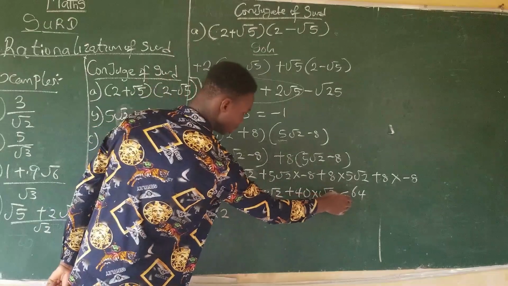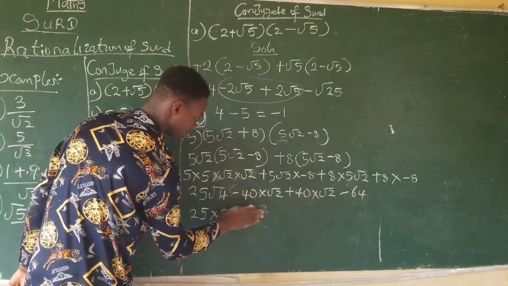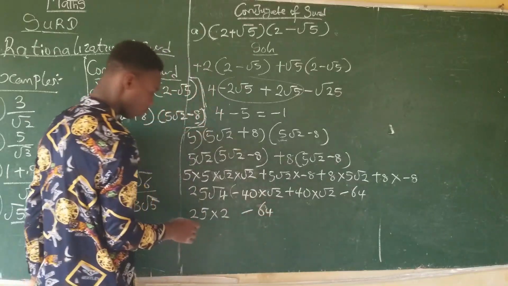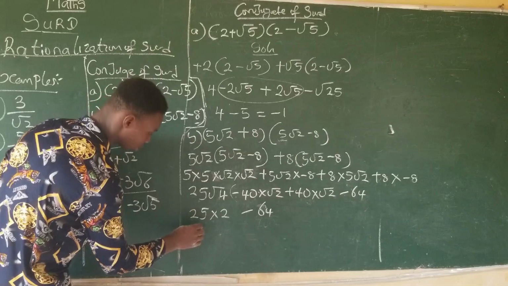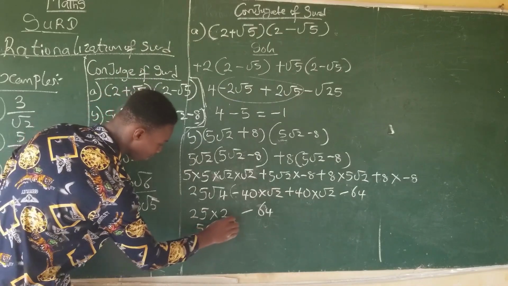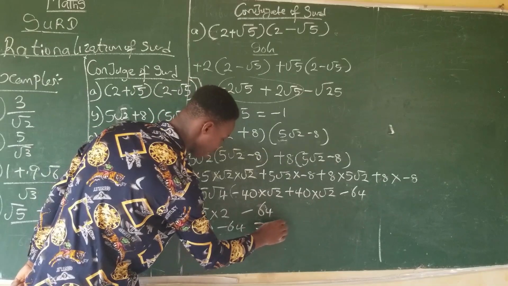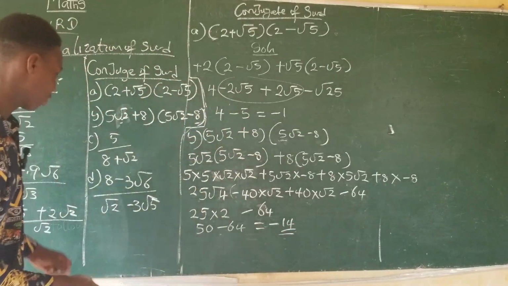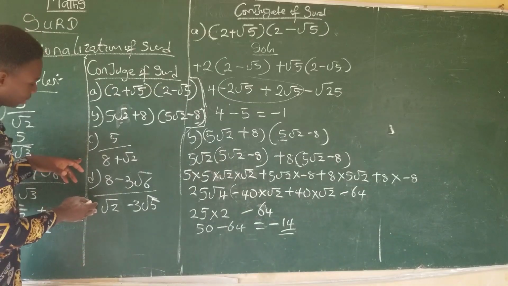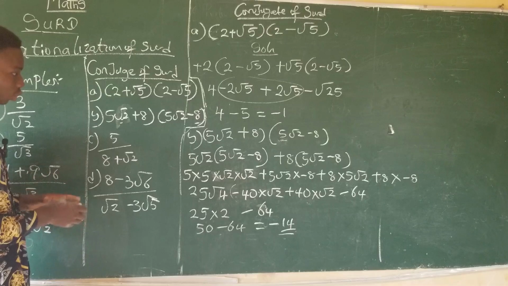So we can bring in what we have here as minus 64. So from what we have here, 25 times 2 gives us 50. 50 minus 64. So our final answer for this question is minus 14.